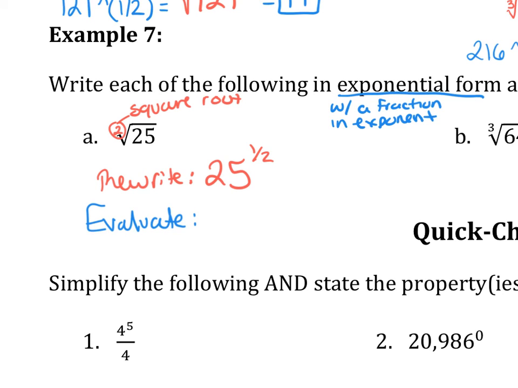Okay, and then to evaluate, again, you can plug it in the calculator the same way that you did. You can either use the square root symbol button in the calculator, or do 25 caret 1 divided by 2. So either way, you should get 5 when you evaluate this.